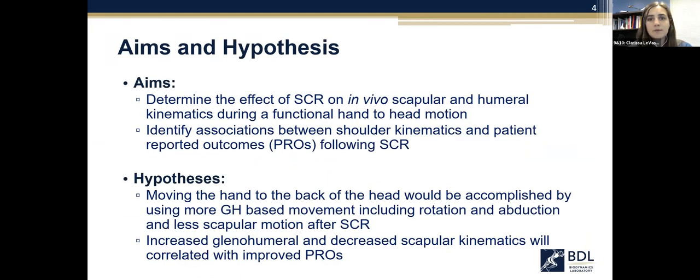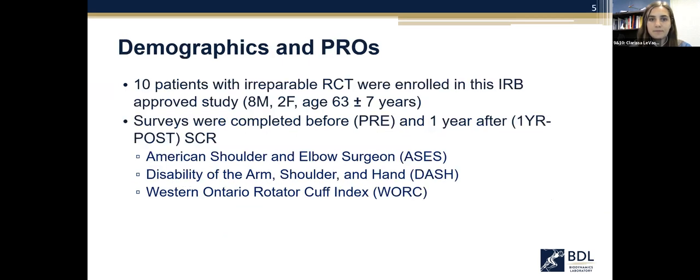The aims of the study were to determine the effects of SCR on scapular and humeral kinematics in vivo during a functional hand-to-head motion, similar to what would be necessary for someone to comb their hair. Additionally, we wish to identify associations between the shoulder kinematics and patient-reported outcomes. Our hypotheses were that the movement would occur by using more glenohumeral-based motion and less scapular movement after SCR, and that these kinematic changes would correlate with patient-reported outcomes.